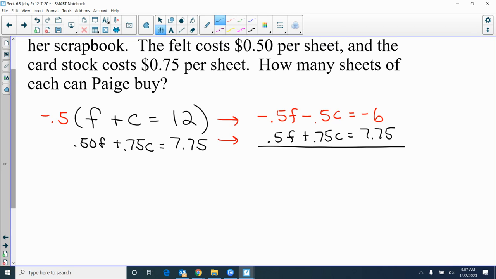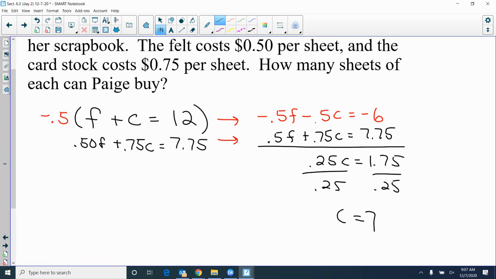Oh, you got a question on your quiz? Yeah. All right, let's just show you. All right, Josh, what did you get when you added those? I got the final answer. No, just give me the first piece. I got 0.25C equals 1.75. Okay, and then what do you get when you divide by 0.25? I got 7. Okay, C is 7.